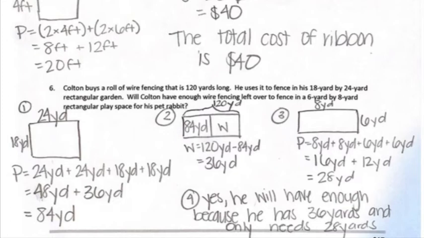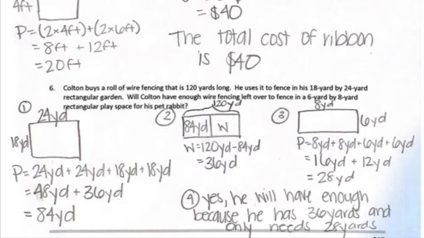So let's look at step 1. I'm going to draw the first rectangular garden, 18 yards by 24 yards, and I'm going to find the perimeter. 24 yards plus 24 yards plus 18 yards plus 18 yards. 24 plus 24 is 48. 18 plus 18 is 36. 48 plus 36 is 84 yards. Now, I'm going to take that away from the total in step 2.